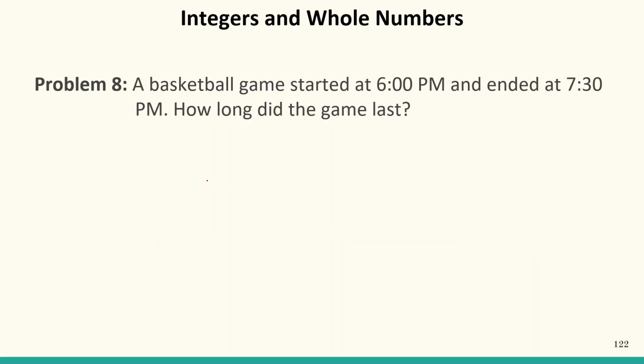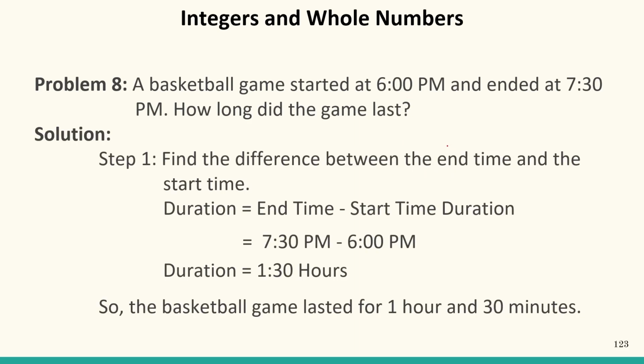So let's go forward with problem number 8. A basketball game started at 6 p.m. and ended at 7:30 p.m. How long did the game last? It will be 7:30 minus 6, so this will be 1 hour and 30 minutes. The answer will be 1 hour 30 minutes. Find the difference between the end time and start time: 7:30 minus 6 is equal to 1:30. So it lasted for 1 hour 30 minutes.